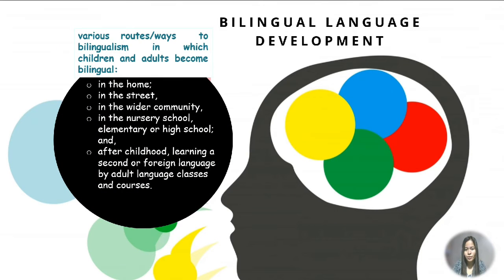Such routes include learning two languages early on in the home and then acquiring a second language in the street, in the wider community, in nursery school, elementary or high school, and then after childhood, learning a second or foreign language through adult language classes and courses.